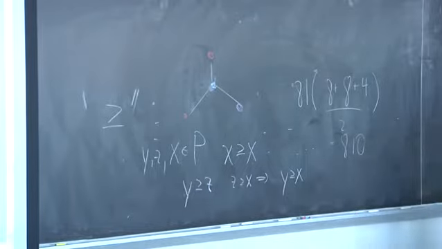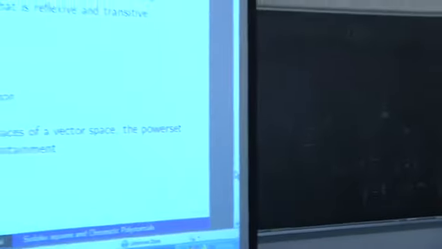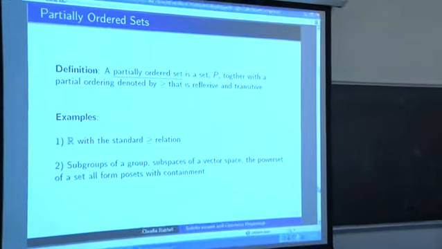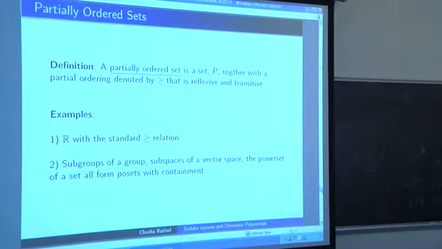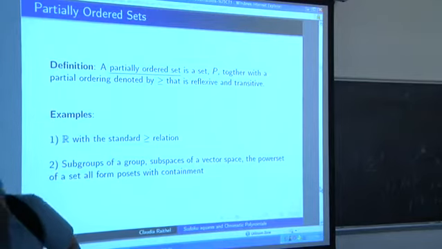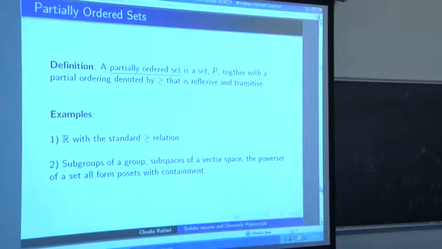You are already all familiar with partially ordered sets. For example, the natural numbers, or R, are both posets with the standard greater than or equal relation. Furthermore, if you have a group and look at its subgroups, those are partially ordered by containment. The same is true for subspaces of vector spaces, and also the power sets of a set. The relation there is always containment. What we want to do is define a new poset for our Sudoku graph.